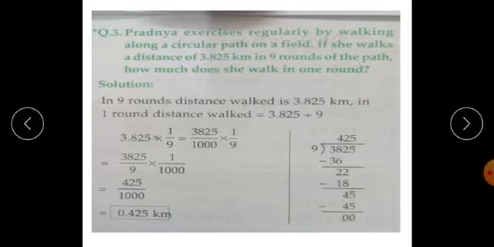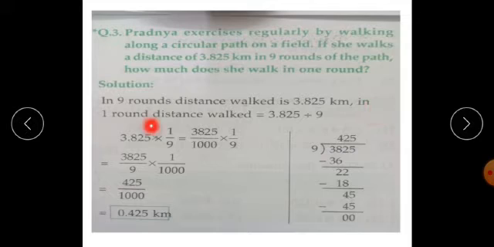Next question, question number 3. Pradnya exercises regularly by walking along a circular path on a field. If she walks a distance of 3.825 km in 9 rounds of the path, how much does she walk in one round? Solution: in 9 rounds, distance walk is 3.825 km.